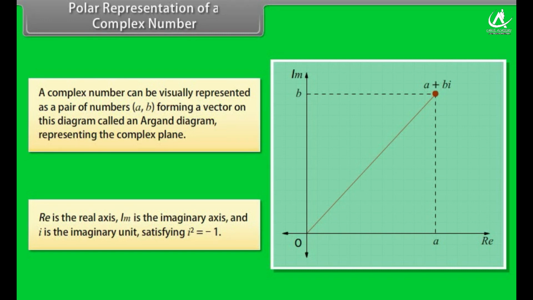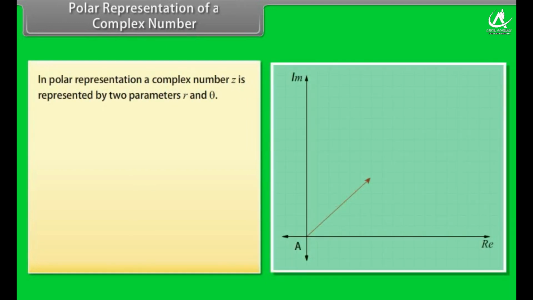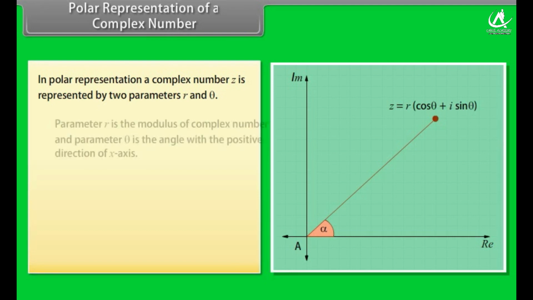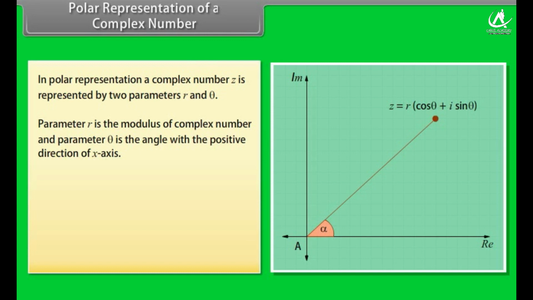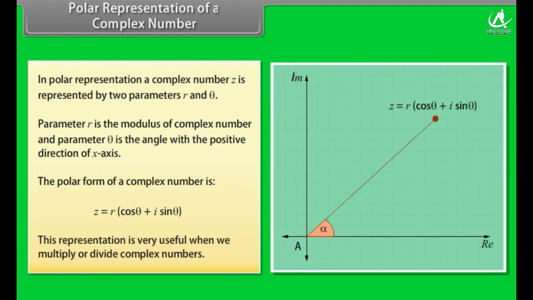equal to minus 1. In polar representation, a complex number z is represented by two parameters r and theta. Parameter r is the modulus of complex number, and parameter theta is the angle with the positive direction of x-axis. The polar form of a complex number is z is equal to r into cos theta plus iota sin theta. This representation is very useful when we multiply or divide complex numbers.